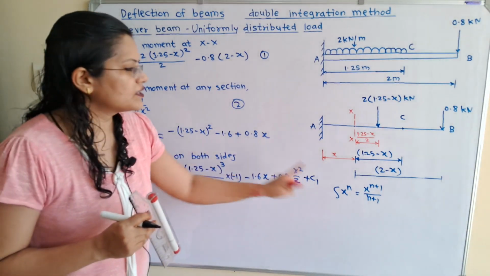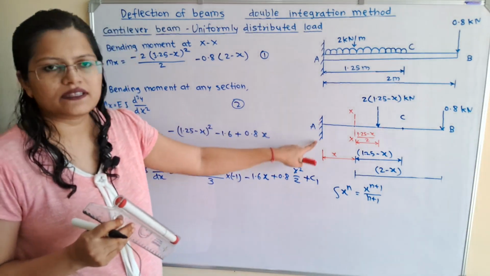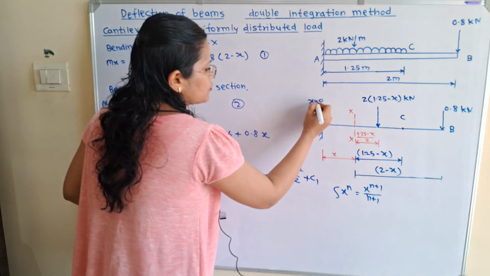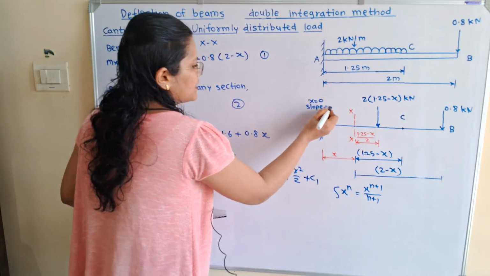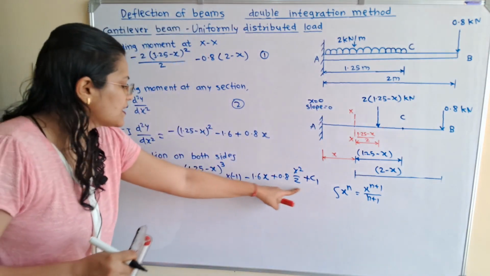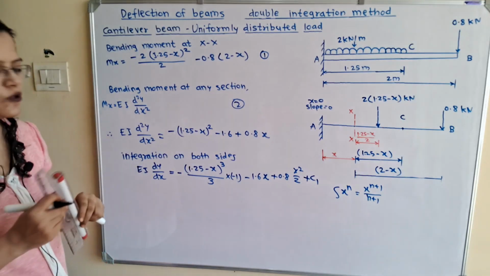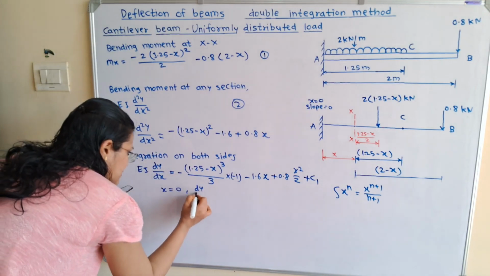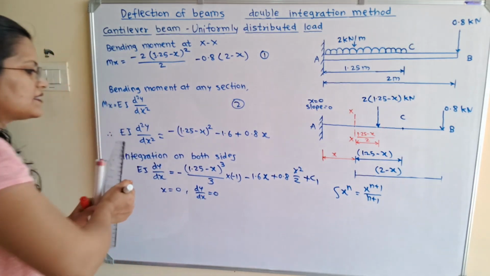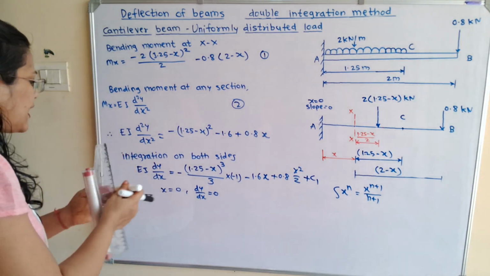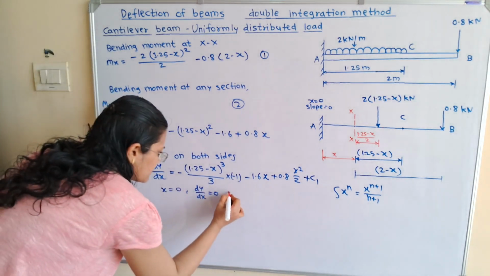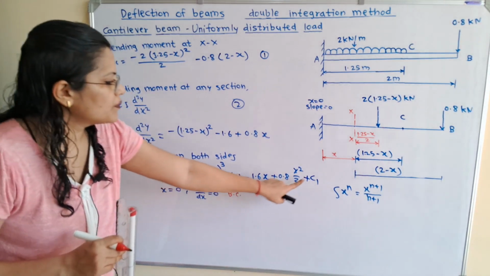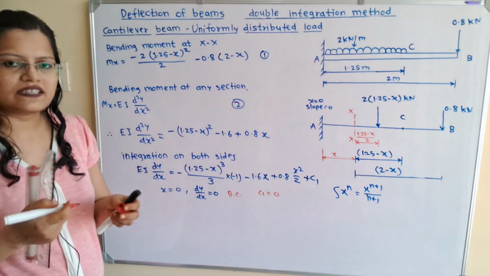Now how to find out the value of C1? For that we will apply the boundary conditions. If we observe at this end A, x is equal to 0 and the slope at the fixed end is also equal to 0. In this equation, dy by dx is known as slope. So when we take x is equal to 0, then dy by dx is also equal to 0, and these are the boundary conditions. When we apply these boundary conditions, then we will get C1 is equal to 0. So when we put C1 is equal to 0, then we will get the slope equation.